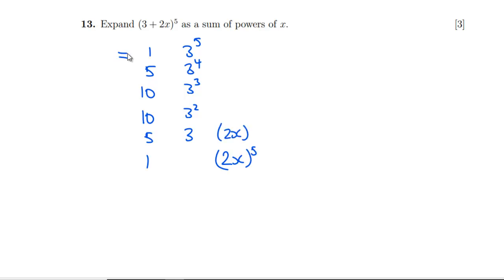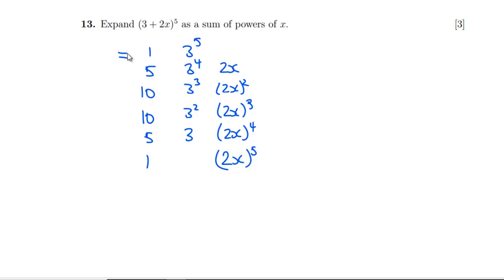So we need our fifth row of Pascal's triangle. So that's the 1, 5, 10, 10, 5, 1 row. Then we're going to have 3 to the 5, 3 to the 4, 3 to the 3, 3 to the 2, and then 3. And then starting from the bottom, we'll have 2x to the 5, to the 4, to the 3, to the 2, and then 1. So we just need to put all of these in.